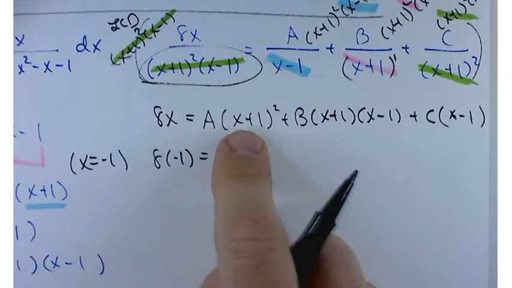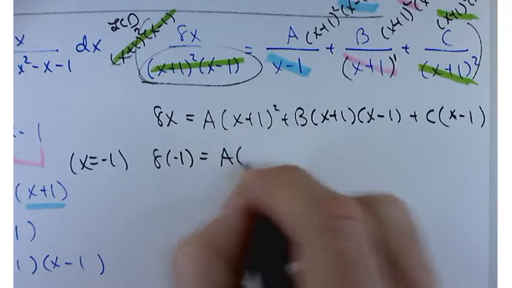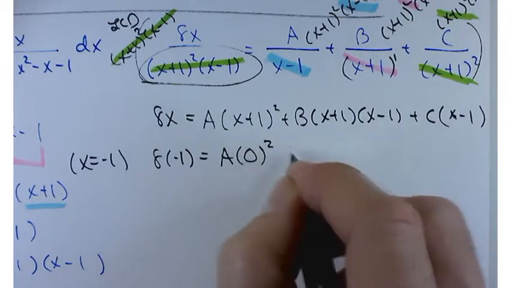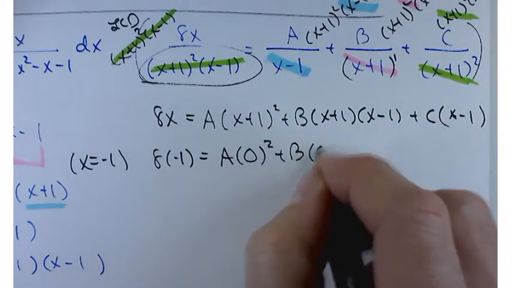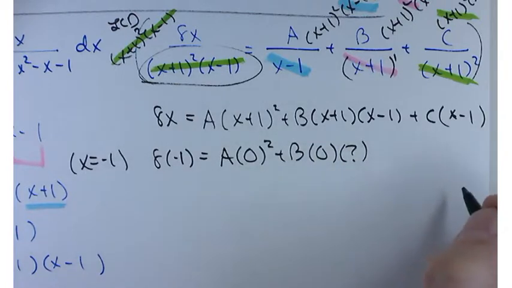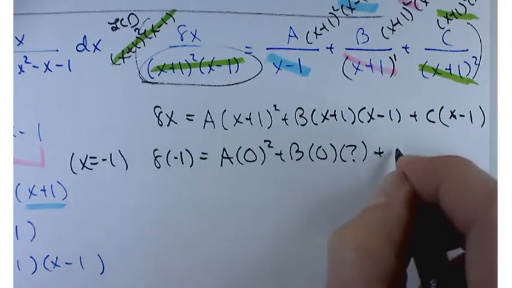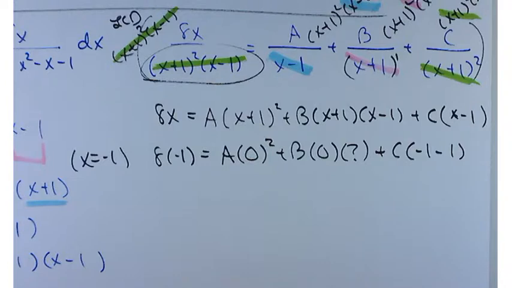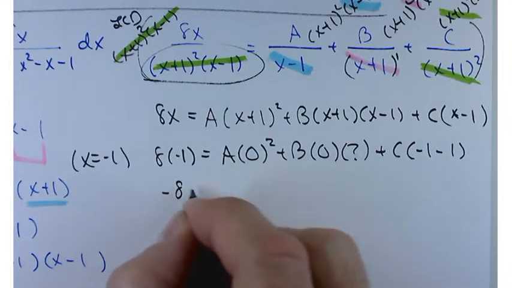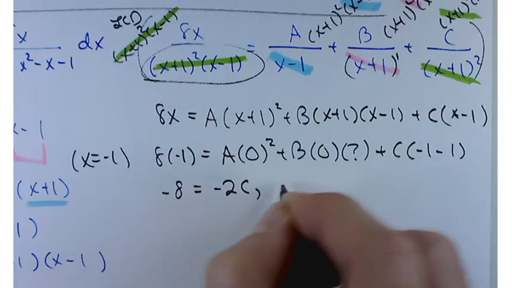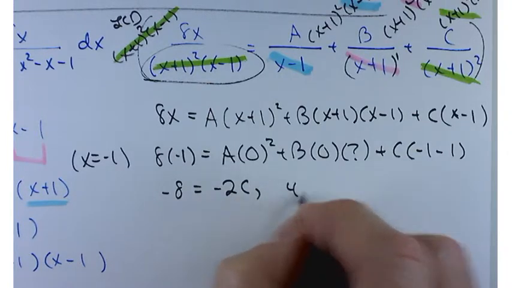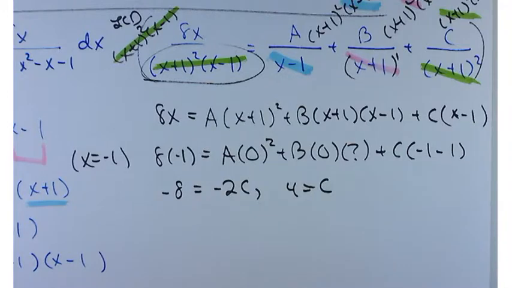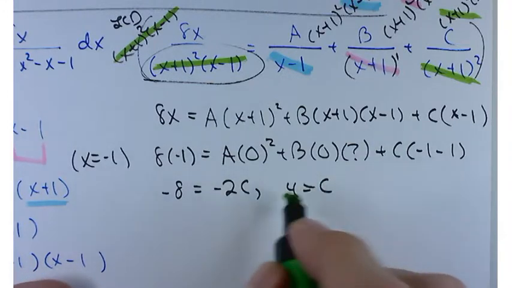Now, if I put in a -1 here, which of these terms are going to drop out? I'll have a times 0 squared plus b times 0 times something else, which doesn't really matter because it's still going to be 0, plus c times negative 1 minus 1. So overall, I get negative 8 equals negative 2c, or 4 equals c. Yay. Let's grab that one.